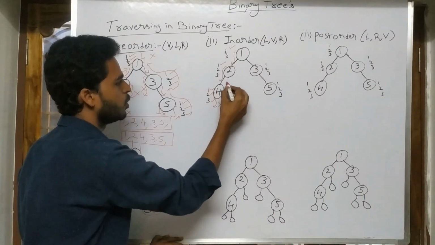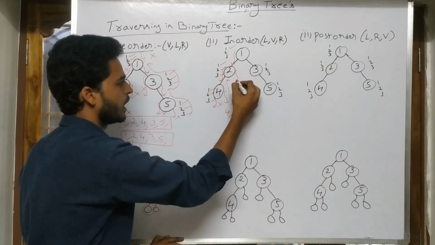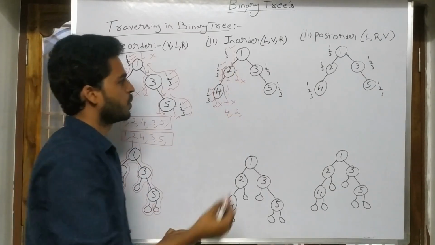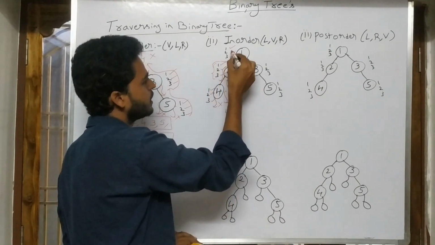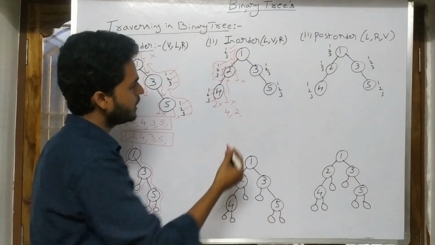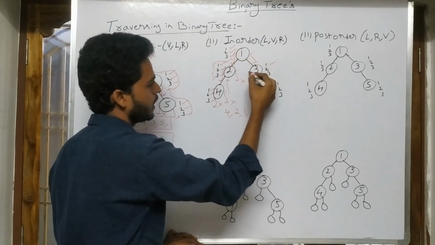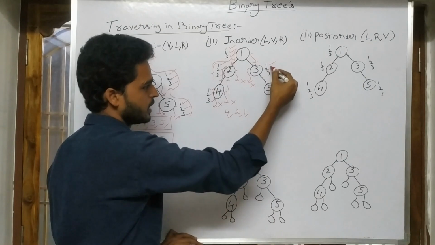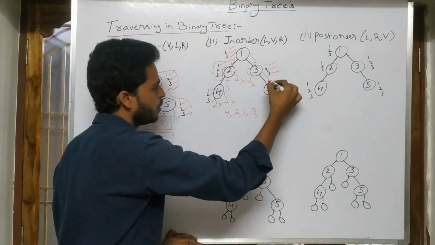All are completed, I will move back. Second statement, visiting. Third statement, right side, nothing. Then all are completed, I will move back. Then second statement, that is 1. Then third statement, right side. Then first statement, left side, nothing. Second statement, printing 3. Then third statement, moving to the right side.